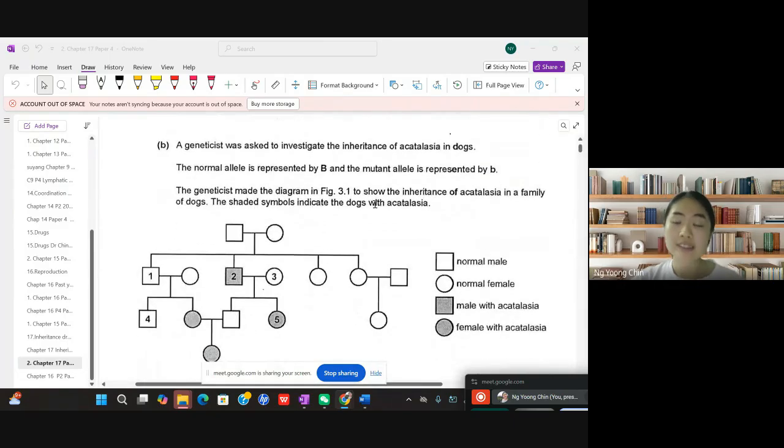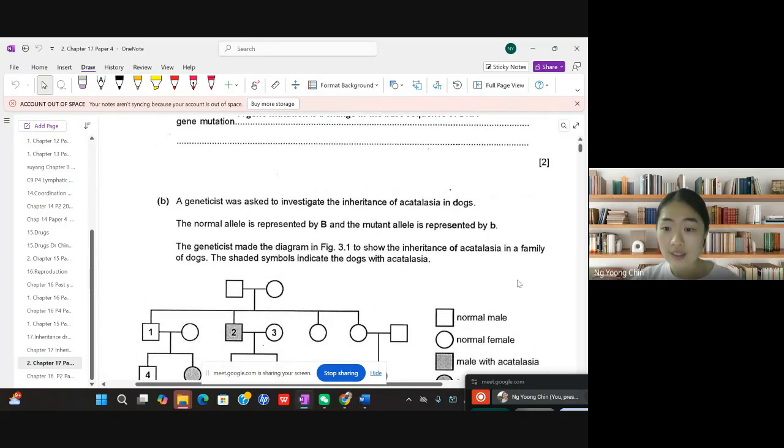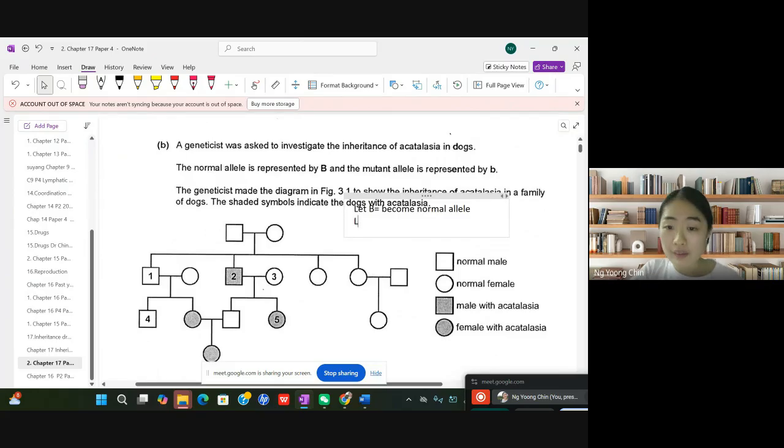First, you need to identify which is the capital letter and which is the small letter. They tell you that the large capital B is normal. So you can write like this: let B become the normal allele, in the normal dogs. Then how about small b? Let small b become the mutant allele.